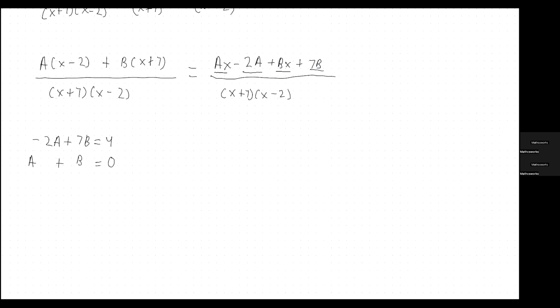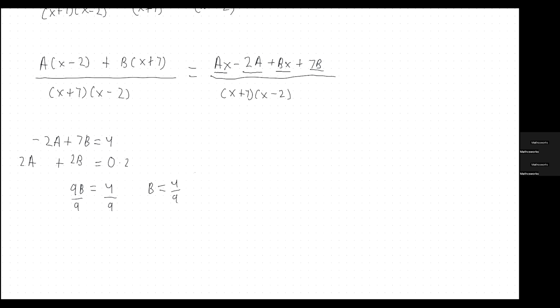Now, using the system of linear equations, let's try to solve for B. So in order to do this, we'd multiply everything on the bottom by 2. And 2 times 0 is just 0. And then if we add them up, that is 9B is equal to 4. We divide by 9. So B is equal to 4 over 9.